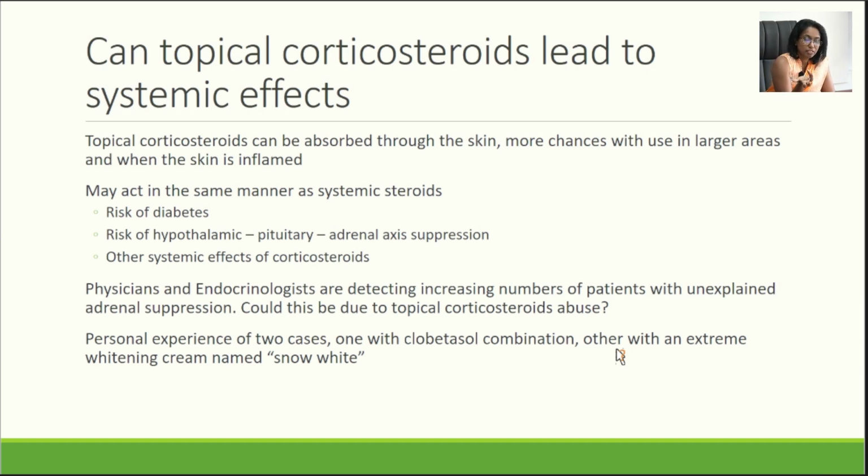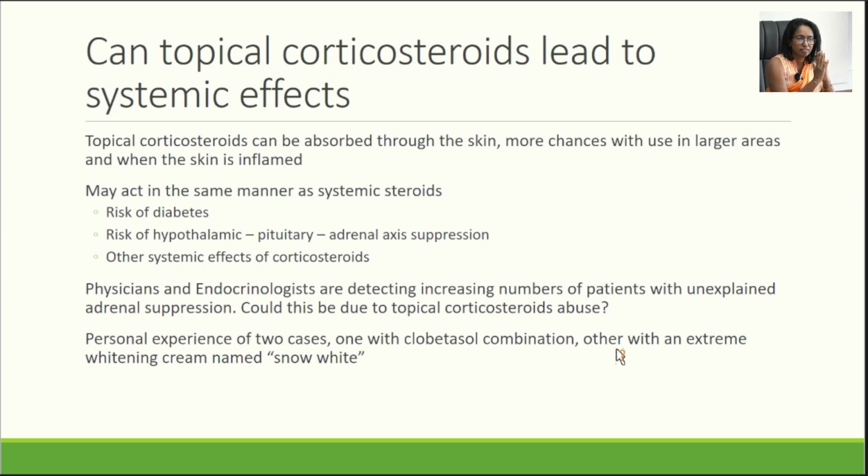And especially, even without whitening, say if you use topical corticosteroids for the entire body in somebody with erythroderma or exfoliative dermatitis, the absorption will be much higher, right? And then it may act in the same manner as systemic corticosteroids. So the risk of diabetes, risk of hypothalamic pituitary adrenal axis suppression and other systemic effects are also similar. Now, my endocrine colleagues are saying that they are detecting increasing numbers of persons with unexplained adrenal suppression.